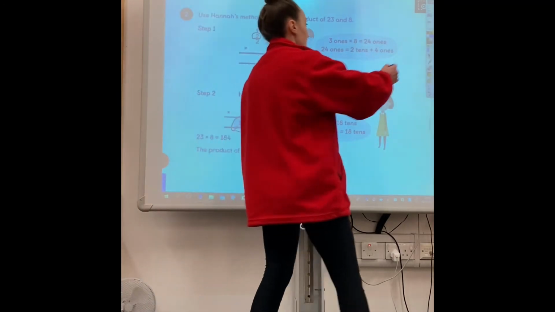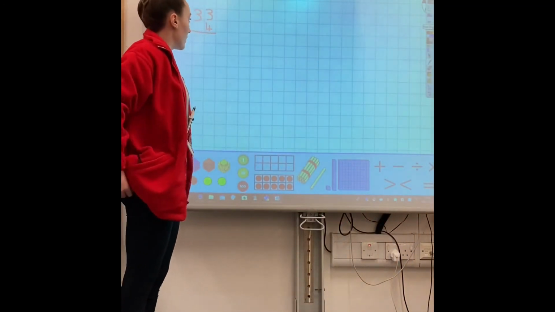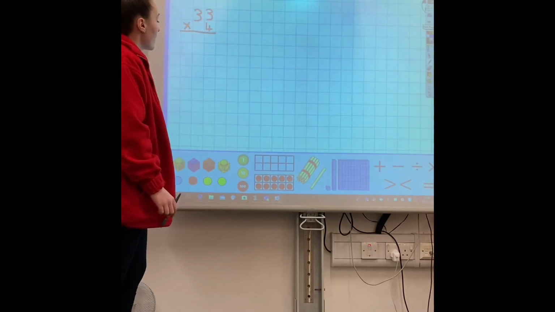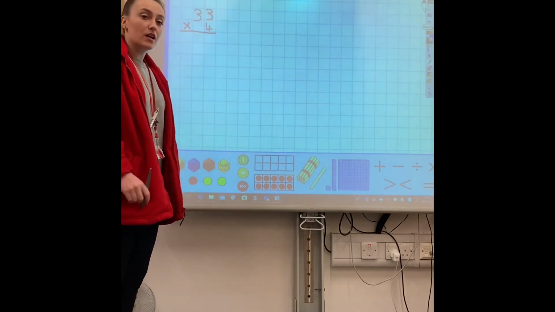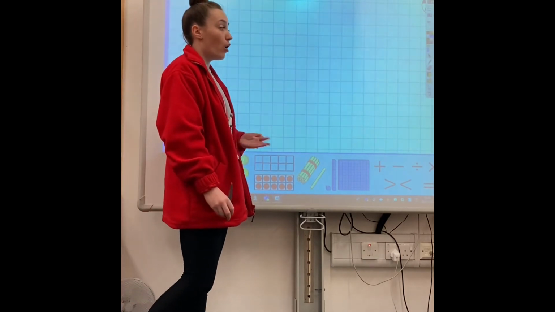So the method today is slightly different from yesterday, so we're going to try our best. We've got one here to try. We've got 33 times 4. Again, if you struggle with your times tables, you can go back to those number lines to help you, or you can draw some arrays.